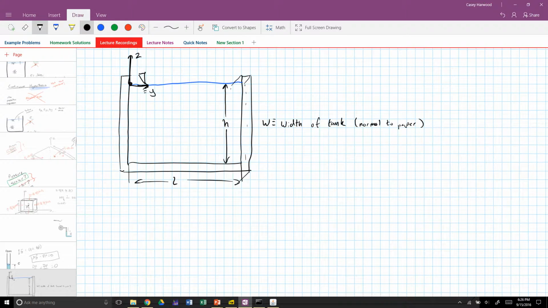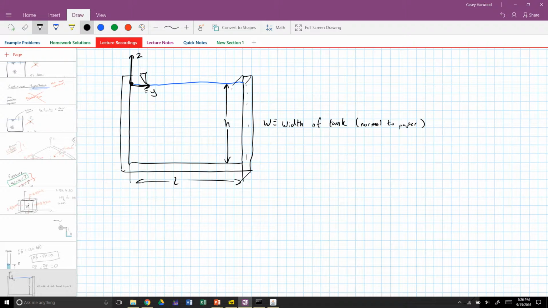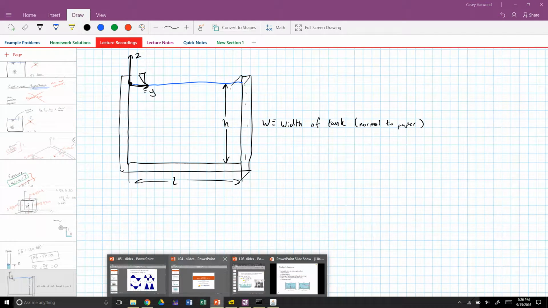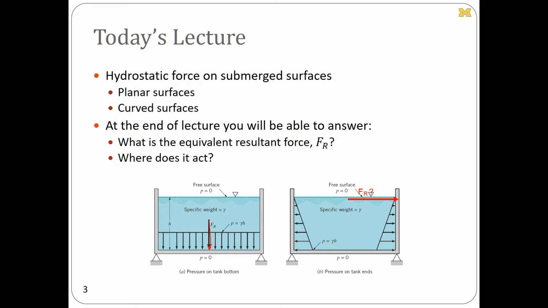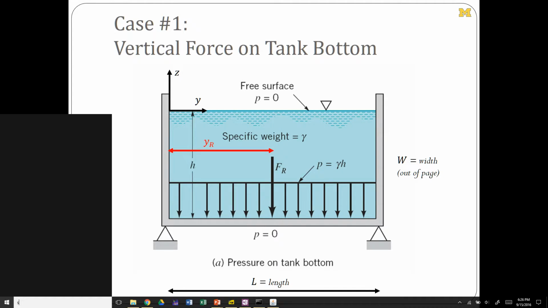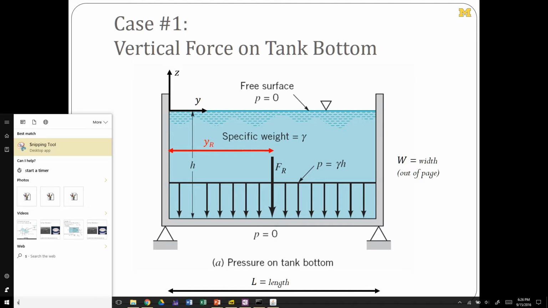Okay, so I'm going to go ahead and borrow a screen clipping of this tank, so I can put it in the corner.